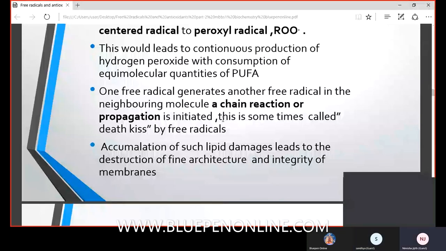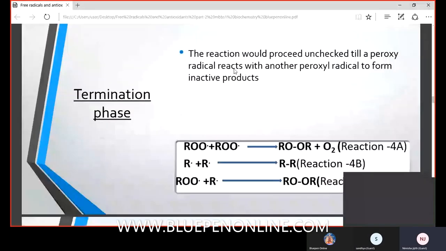Then how does termination occur in lipid peroxidation? How does this termination phase occur? It will be unchecked till a peroxyl radical reacts with another peroxyl radical to form inactive products. ROO dot, that is peroxyl radical plus peroxyl radical, carbon-centered free radical plus carbon-centered free radical, or peroxyl radical plus carbon-centered free radical.